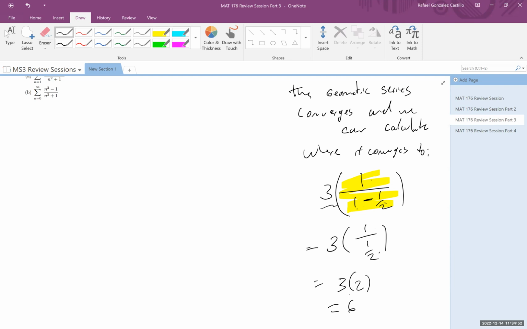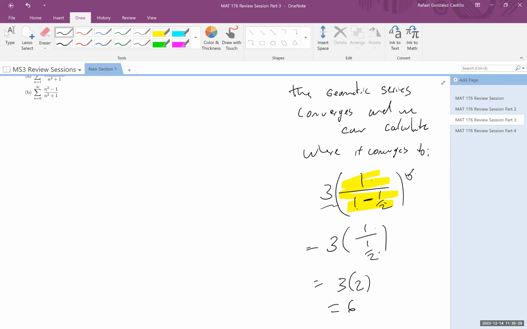This is something that you should review if you don't remember the geometric series test. Once you know that a geometric series converges, you can actually calculate where it converges to. It's one of the few tests that tells us the number that we converge to. The other tests that we have, the p-series test, alternating series test, ratio, direct comparison, limit comparison, none of those actually tell us where we converge to. They just tell us that we converge to a number, but figuring out what number we converge to is actually not easy.